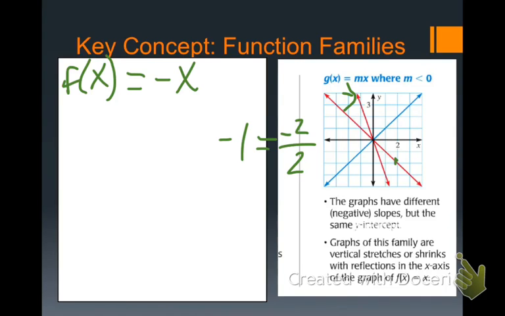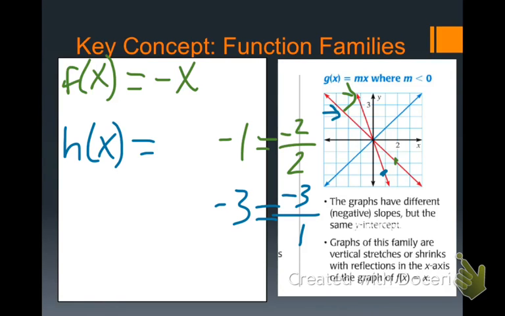So then for the other one, this one right here, it goes through the point positive 1, negative 3 right here. So again, we'll count from the origin. Negative 1, 2, 3 over positive 1, and negative 3 divided by 1 is negative 3. And we could write h of x equals negative 3x.